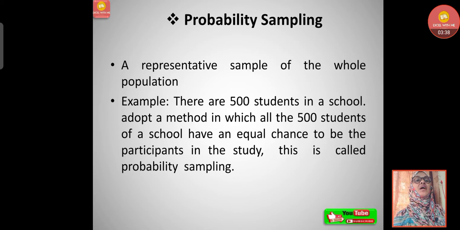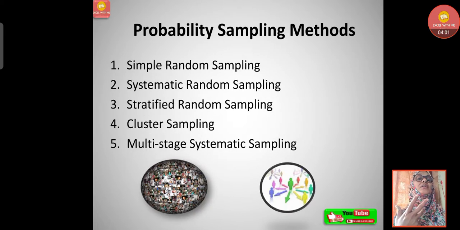So let's understand in detail about probability sampling. A representative sample of the whole population, as we understood. Let's see through one example here. There are 500 students in a school, the same thing I have taken previously. They have an equal chance to be a participant in the study, that is called probability sampling. Now in probability sampling, there are 5 main methods. They are simple random sampling, systematic random sampling, stratified random sampling, cluster sampling, and multi-stage sampling.